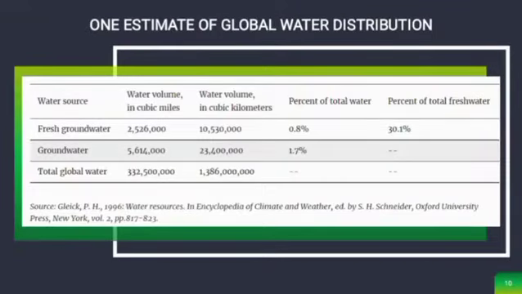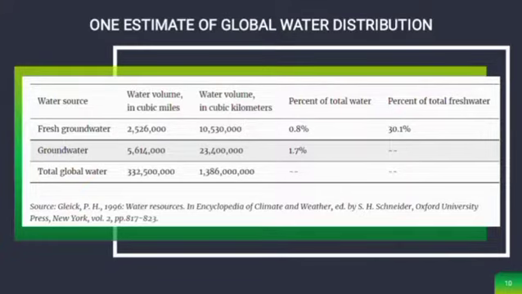And we have one estimate of global water distribution. We have water source, water volume in cubic miles, water volume in cubic kilometers, percent of total water, and percent of total fresh water. So this is what I mentioned earlier when I explained the pie chart, and this is the content of the bar chart. For fresh groundwater, the water volume in cubic miles is about 2,526,000. In cubic kilometers, it is equivalent to 10,530,000, which is 0.8% of the total water and 30.1% of the total fresh water.